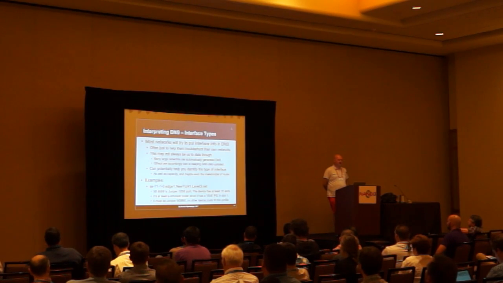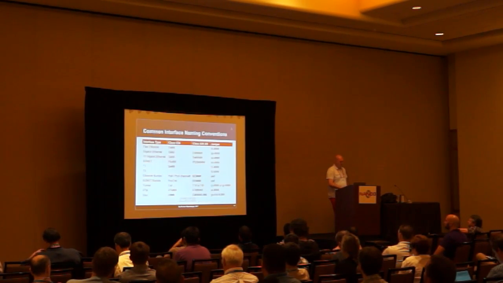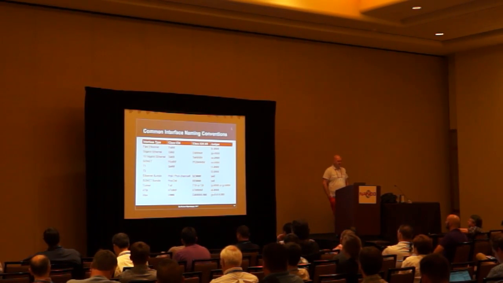And so if you have an idea of what hardware people are running, it really helps you figure out architecturally what's going on, how to troubleshoot stuff. So it's good to know those things. Here's a full breakdown of the naming conventions, everything from your FastE, your GigE, your 10 gig, and how it looks in Cisco IOS, XR, and Juniper.